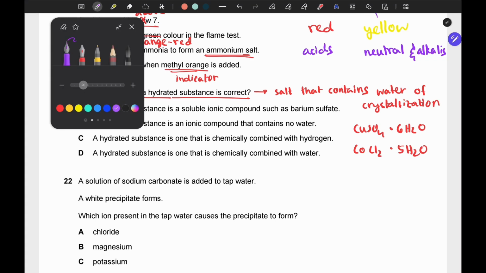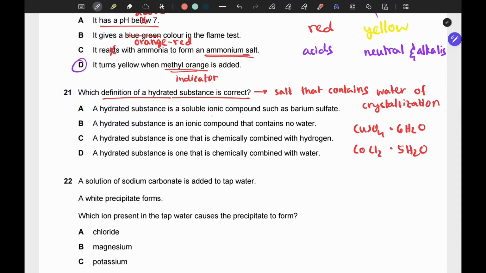So if you look at the options over here, a hydrated substance is a soluble ionic compound such as barium sulfate. Barium sulfate is insoluble, so that statement is wrong. A hydrated substance is an ionic compound that contains no water. That is again wrong. It must contain water of crystallization. A hydrated substance is one that is chemically combined with hydrogen. That is again wrong. It contains water, not just hydrogen, so H2O.